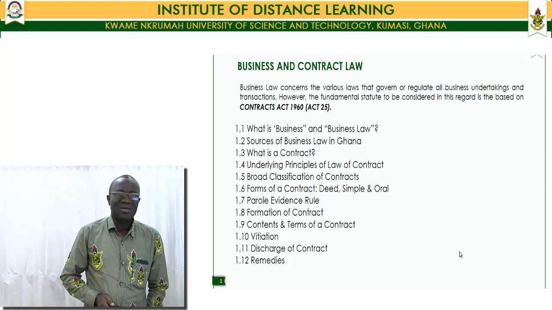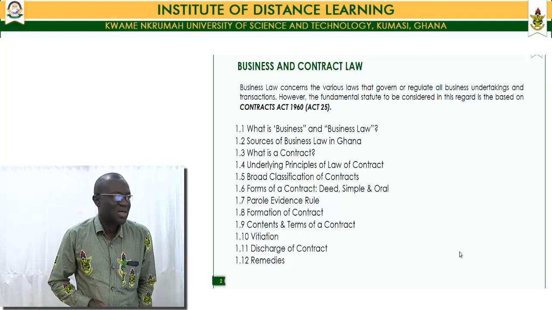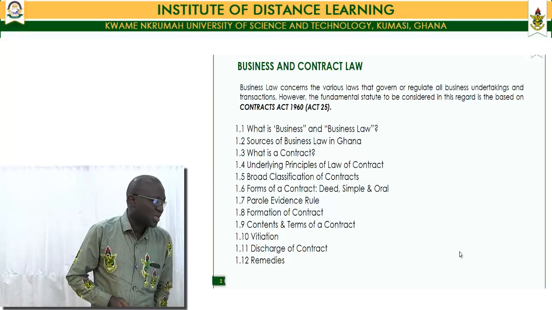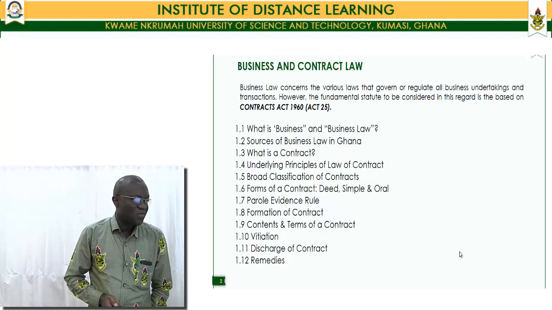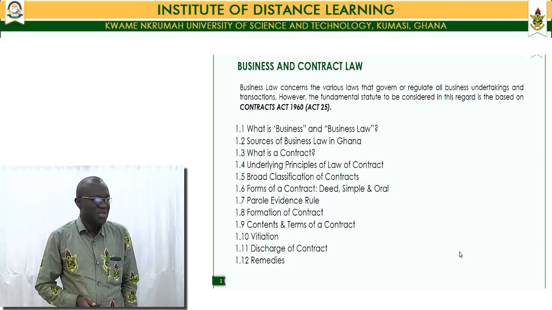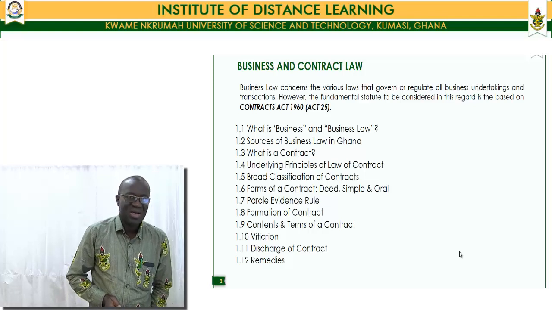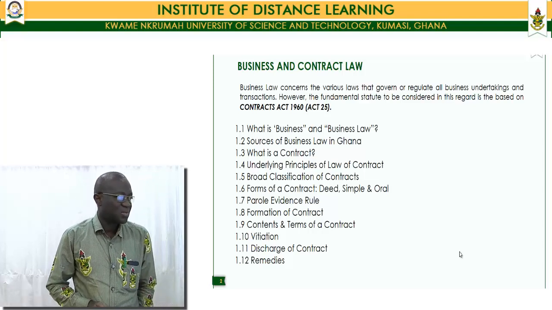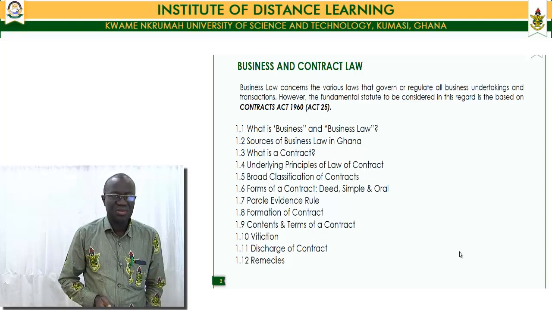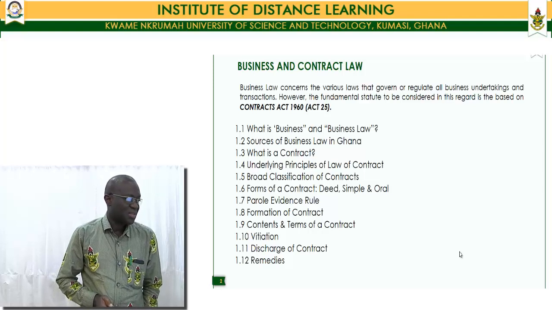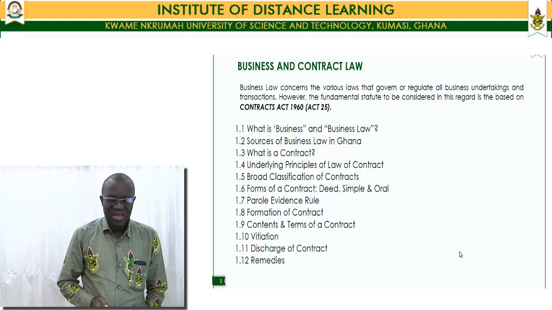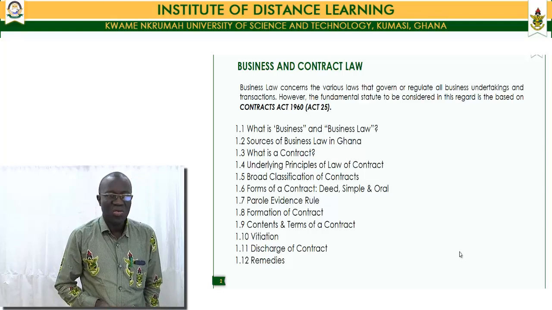Contract can be classified by the contents, by the subject matter, and the number of participants can determine what type of contract we have. So we look at all that, the broad classification of contracts. Then we look at forms of a contract: deed, simple, and oral contracts. The parole evidence rule, we look at that. Then the formation of contracts, how a contract is formed, a valid contract. Then contents and terms of a contract. Then we look at vitiation, factors that can vitiate a contract. Then discharge of a contract. Then remedies of a contract. These are the areas we look at under the business law or the business and contract law.